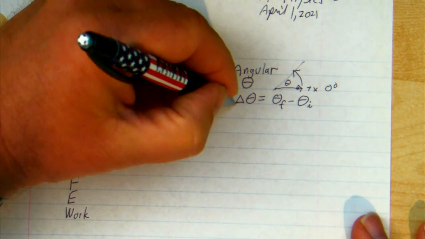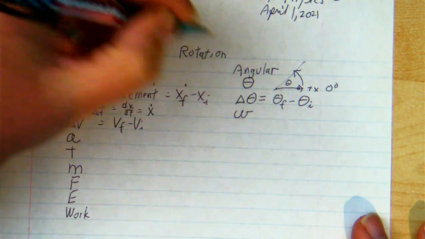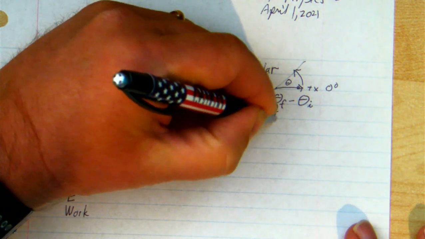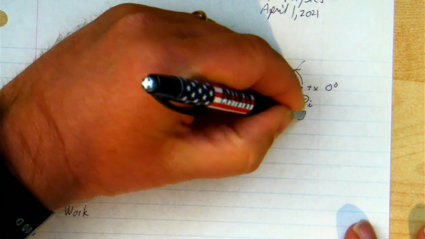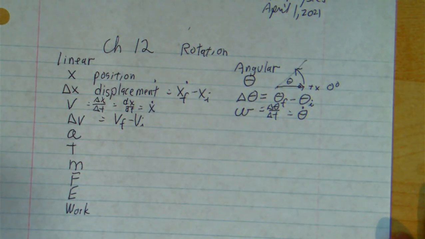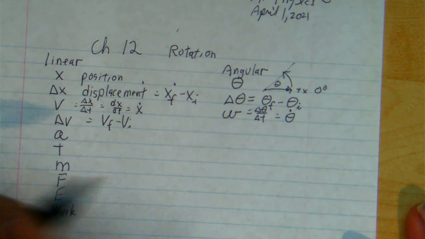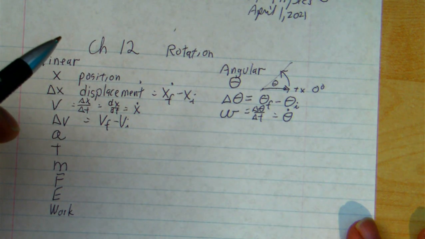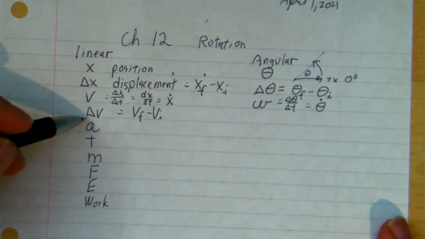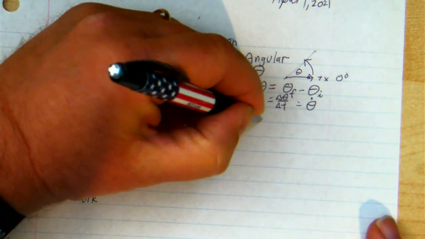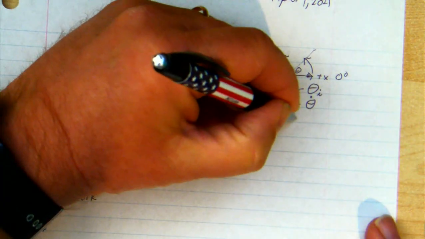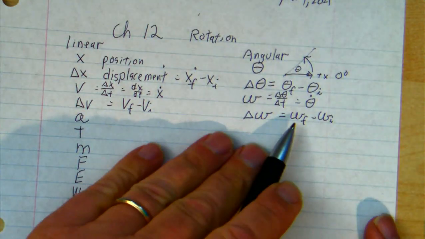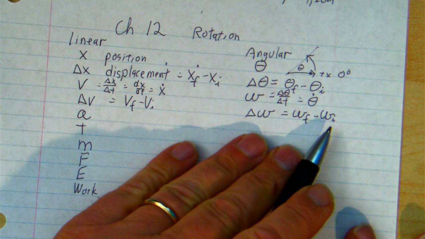The angular equivalent is called omega. And sure enough, that would be the change in angle divided by the change in time. And it's also the time rate of change of angle. So I could write d theta/dt as omega. Change in velocity, well, change in angular velocity. So of course, your final state minus your initial state, your final angular speed minus your initial angular speed.